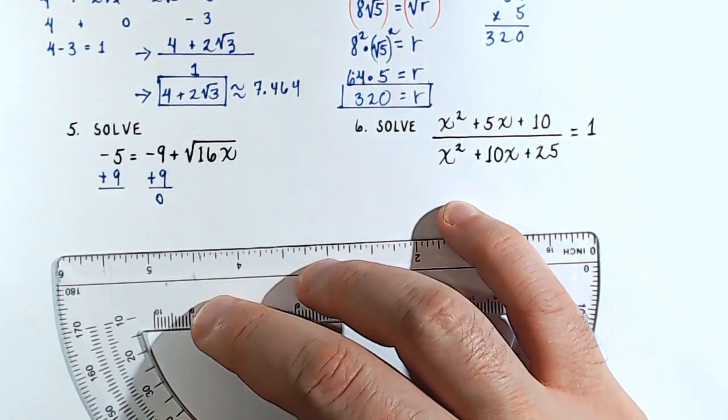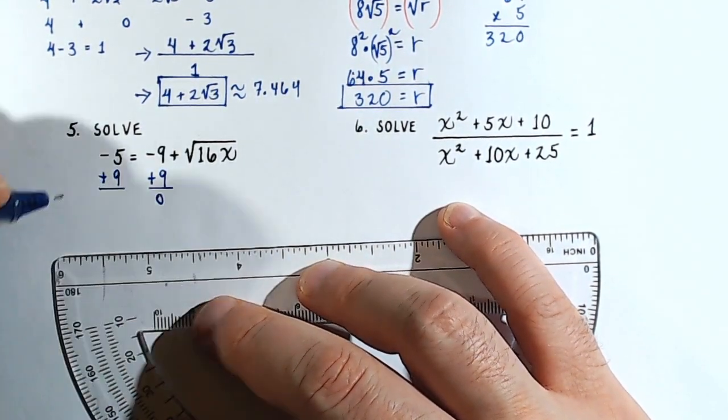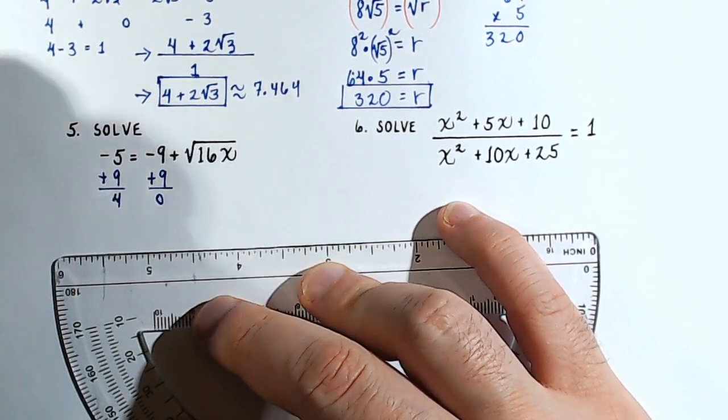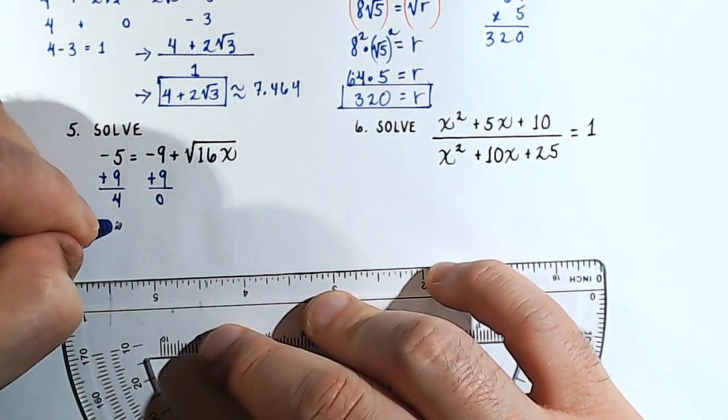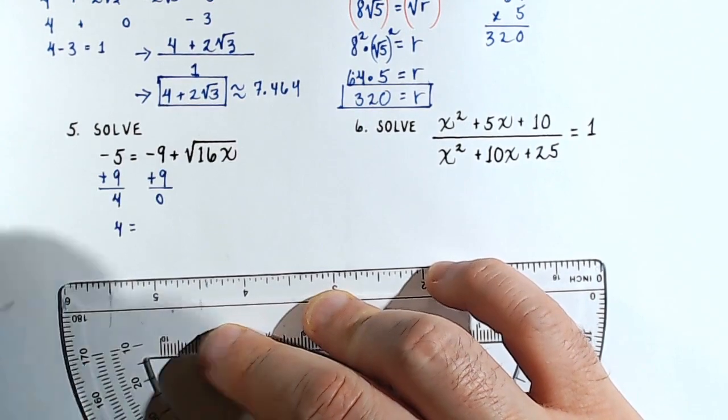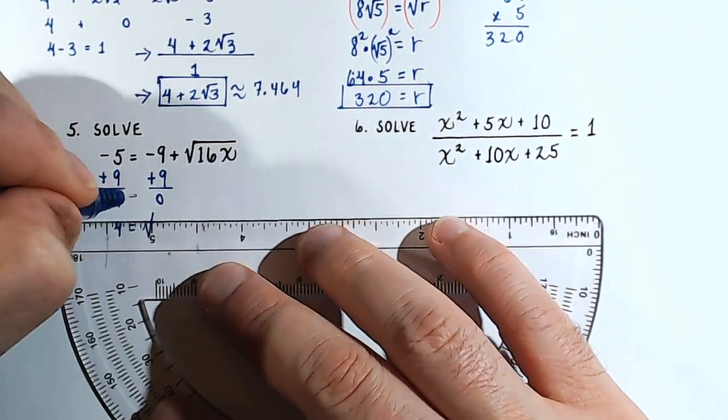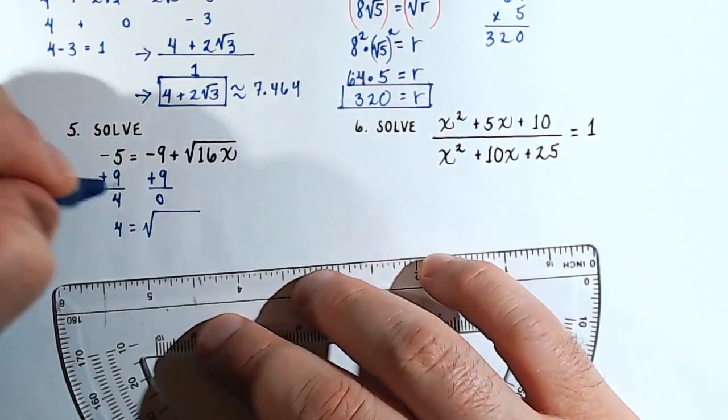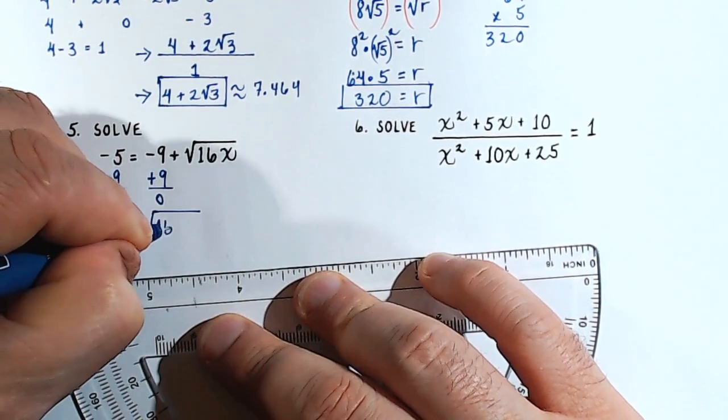That's 0 on the right. Negative 5 plus 9 gives me positive 4. So now I have 4 equals the square root of 16x.